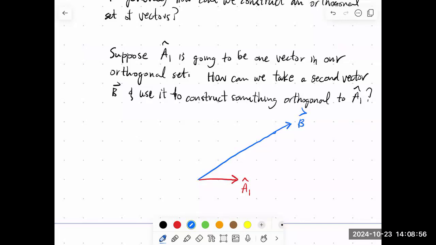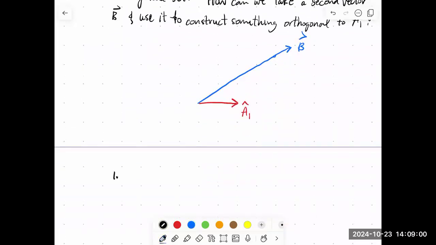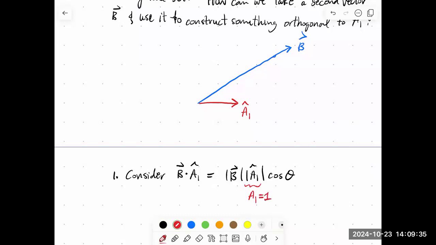Okay, so what are we gonna do? We're gonna start by considering the dot product between these two: B dot A1 hat. Well, we know how to calculate that. We take the length of B, we take the length of A1 hat, and we multiply by cos theta. But if I've chosen A1 hat to be a unit vector, then the length of A1 is just equal to 1. And so what we end up with is just the length of B times cos theta. Okay, and so I can draw that. Theta would be sitting here. And if I drop down a perpendicular, then this dashed blue line is going to be B cos theta.